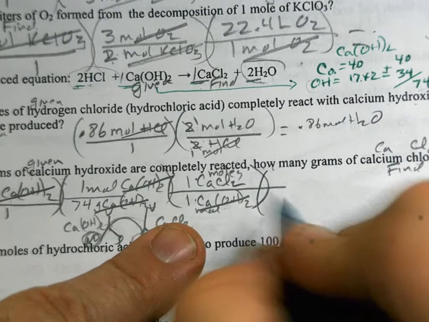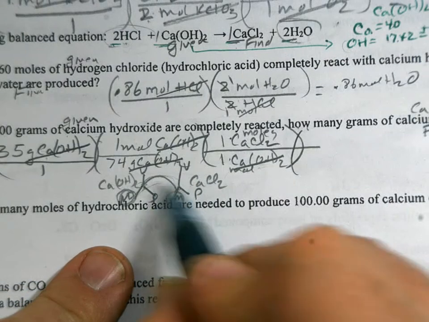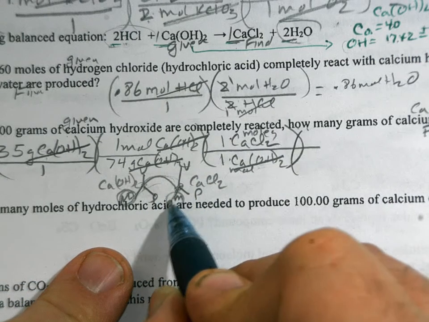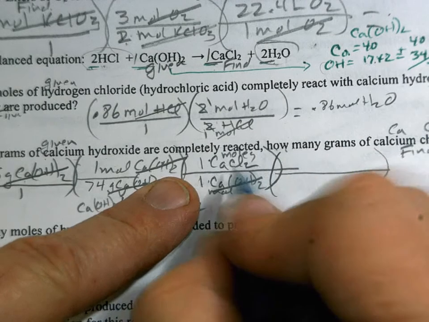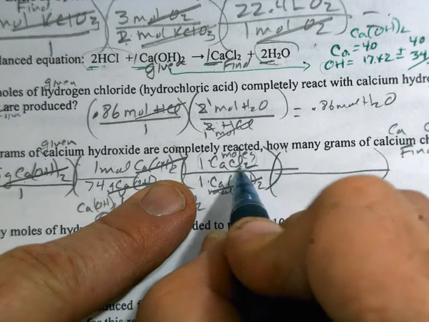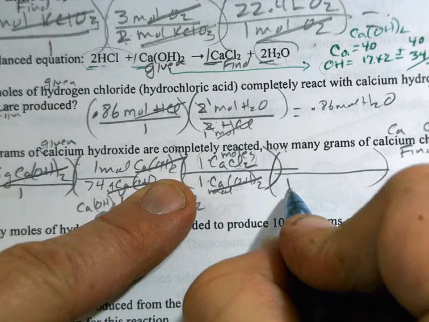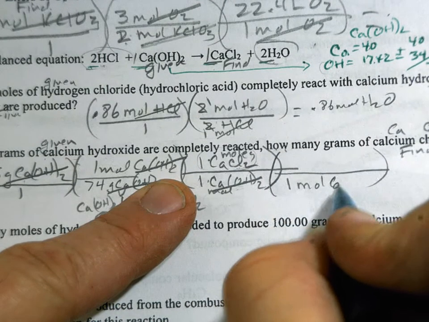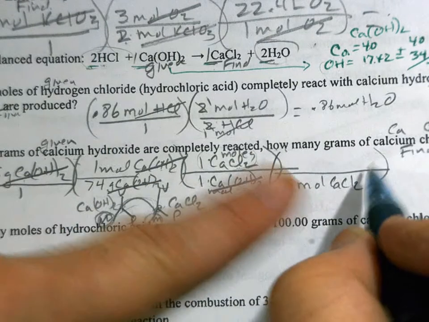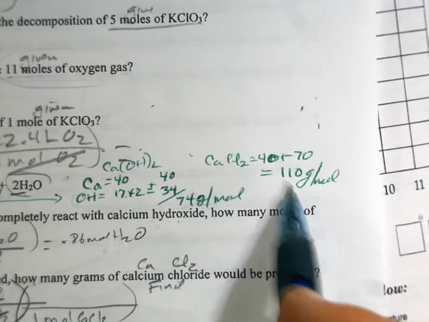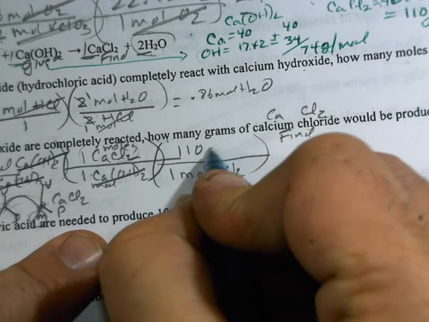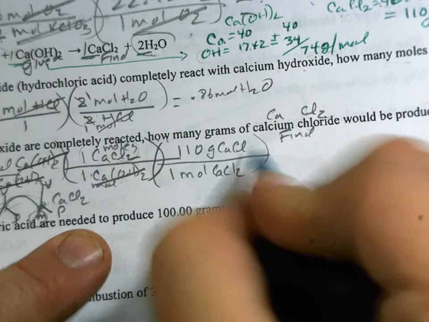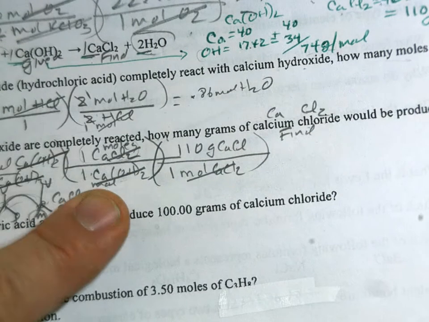And now on our little triangle, we've jumped over. We're at moles on the second compound. Now we just need to multiply by the molar mass of calcium chloride. Since we got calcium chloride moles up here, we'll say in 1 mole of calcium chloride there are, and I figured out calcium chloride, it's 40 plus 70 from there, the molar mass is 110 grams of calcium chloride. Those cancel off to let me know I set it up correctly.